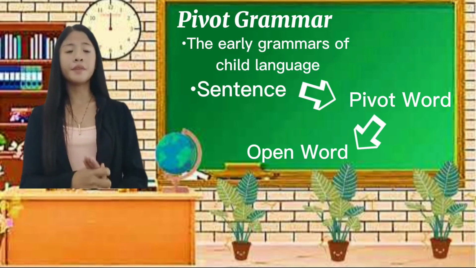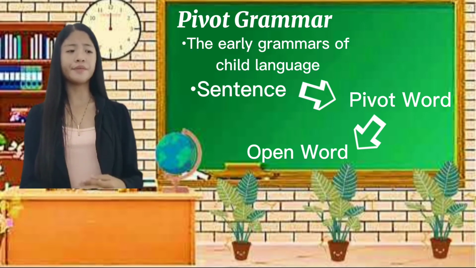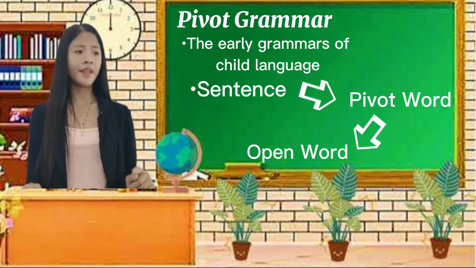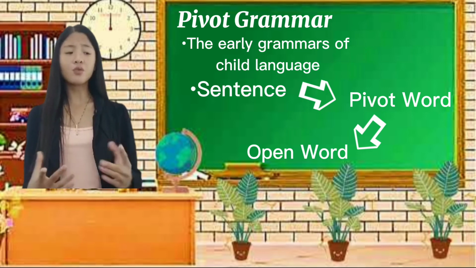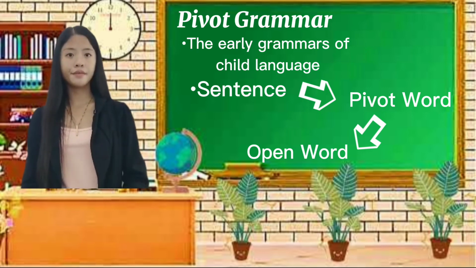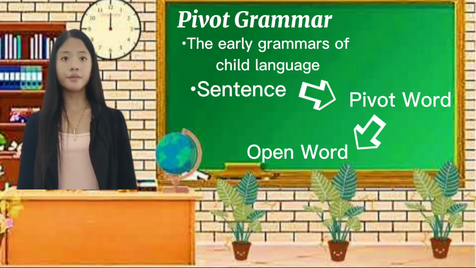Pivot grammar. Pivot grammar is characterized by two-word utterances, in which one word, the pivot word, is typically a function word, such as a determiner or preposition. And the other one, the open word, is a content word, such as a noun or verb. Pivot grammars are the early grammars of child language and sentences.